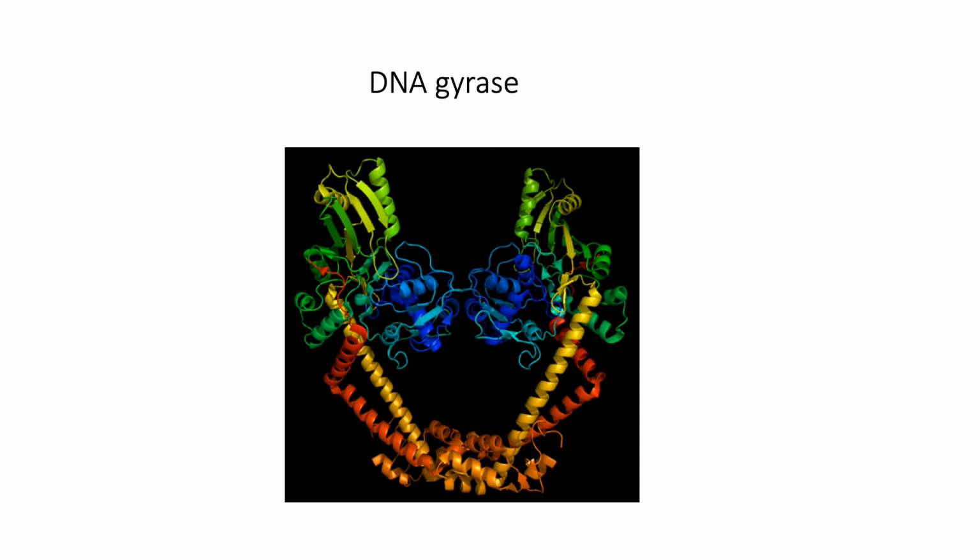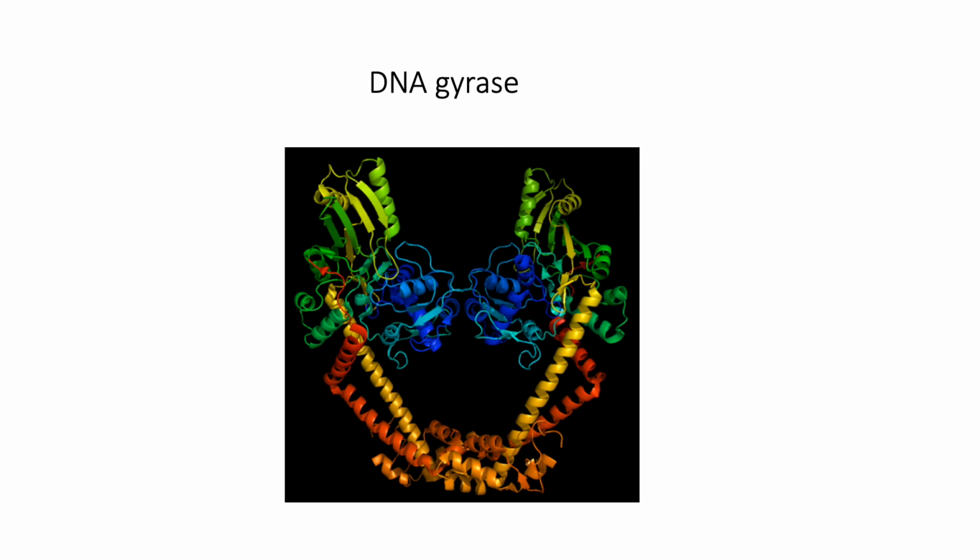This is a protein called DNA gyrase, which is involved in DNA replication, but what you can see here are all the alpha helices in this protein. You can see them, they're drawn as helices. So this is a particular protein with lots of alpha helices, which is a very common structure.